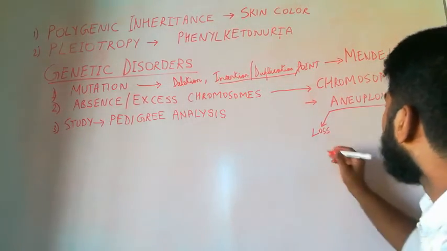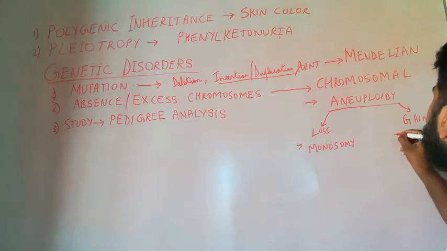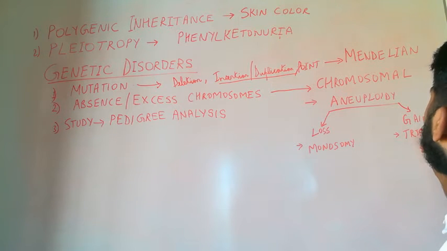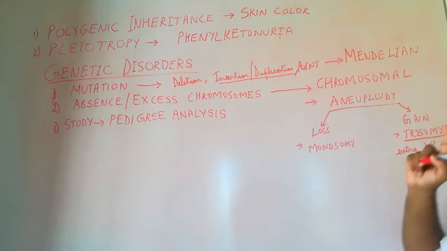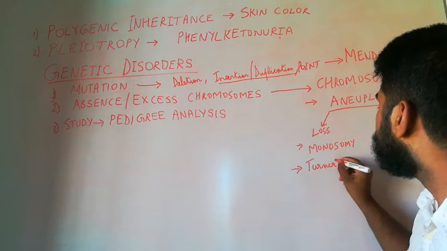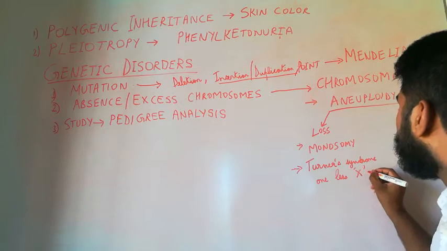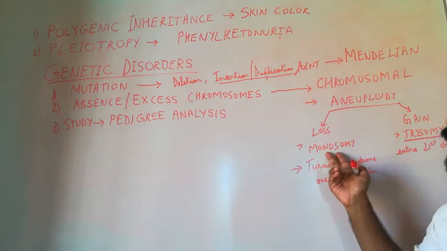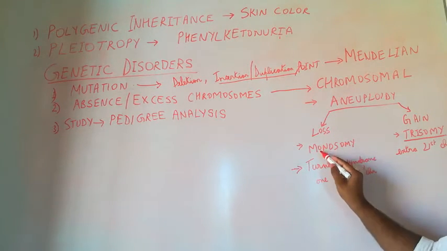Say, for example, the loss of a chromosome can be called monosomy, whereas the gain of a chromosome can be called trisomy. In the case of Down's syndrome, this is trisomy, where an extra 21st chromosome is present in human beings. Where one chromosome is lost, the example is Turner's syndrome, where there is one less X chromosome in females. That is monosomy. So there could be an increase in the number of chromosomes, or chromosomes could be lesser in number. That is monosomy and trisomy.